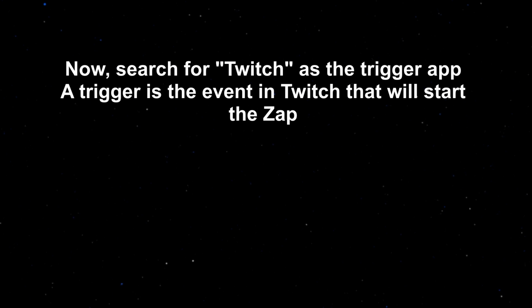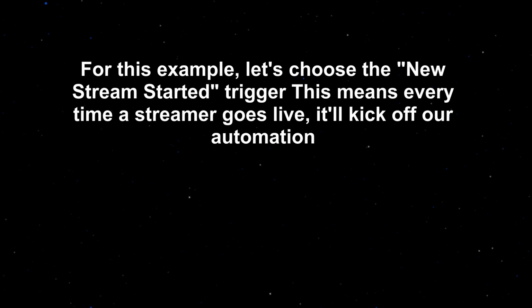Now, search for Twitch as the trigger app. A trigger is the event in Twitch that will start the Zap. For this example, let's choose the new stream started trigger. This means every time a streamer goes live, it'll kick off our automation.